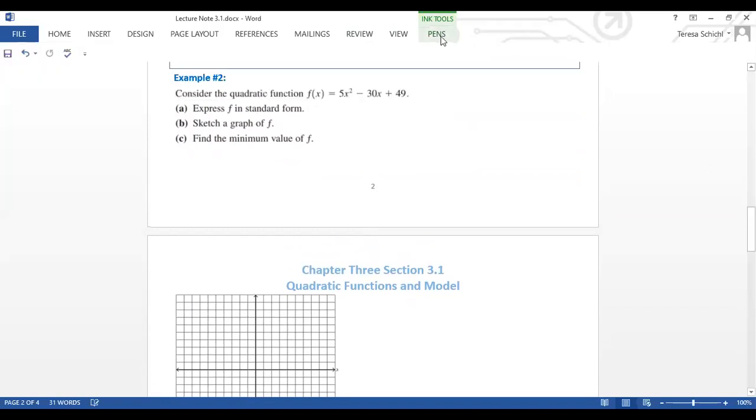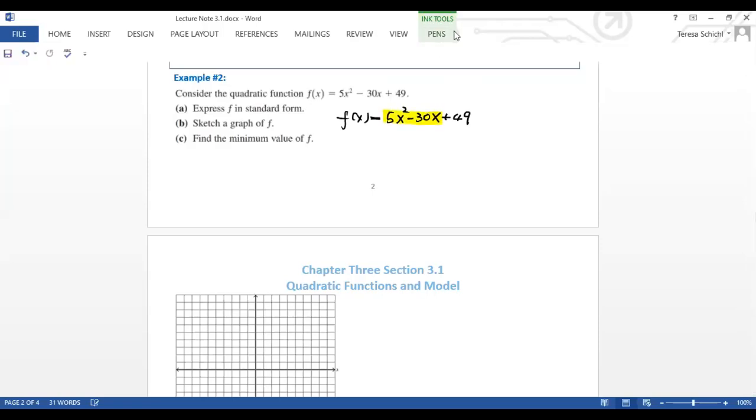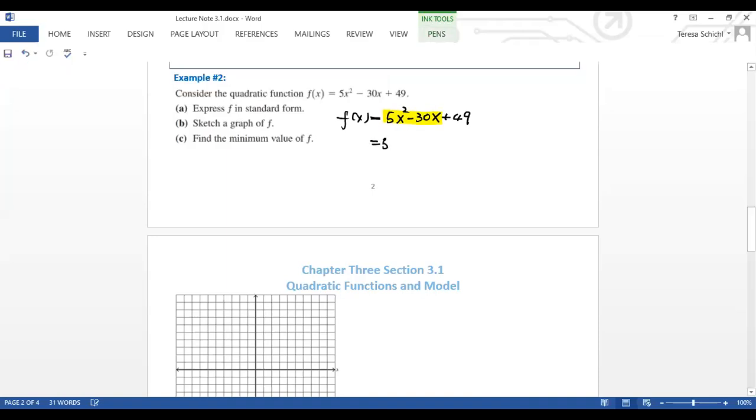Okay, so let me give a little bit more space here. So f of x is equal to 5x squared minus 30x plus 49. For completing the square, which two terms do we need to work on? These two terms, right? The ones with the x. So now I take the 5 out, factor it out. This is x squared minus 6x plus 49. Then remember we use a minus b squared, a plus b squared.